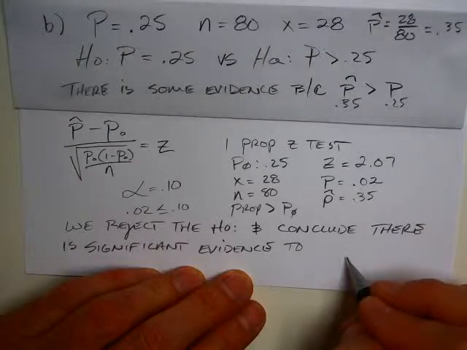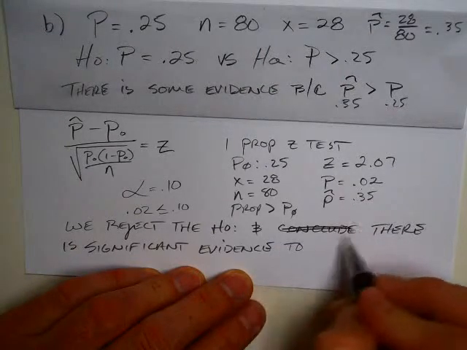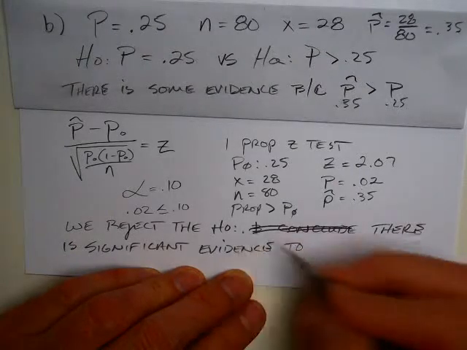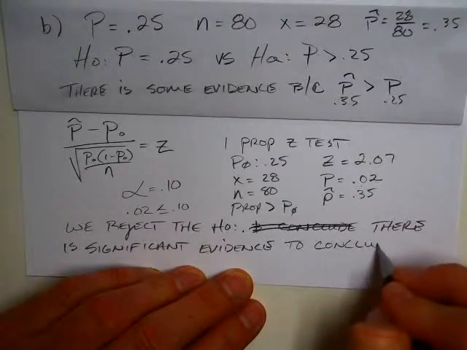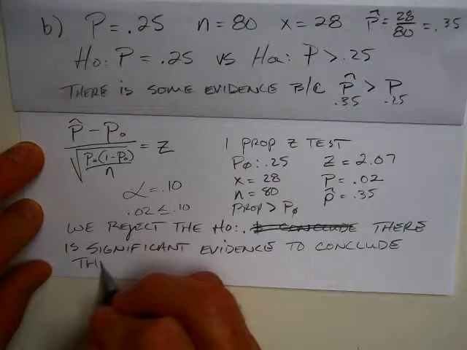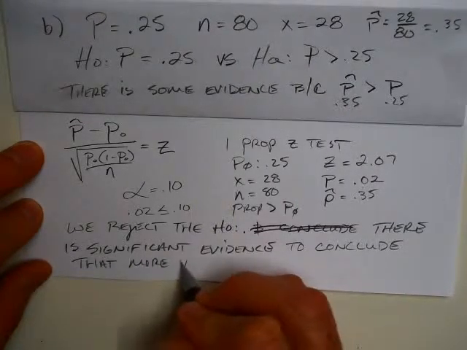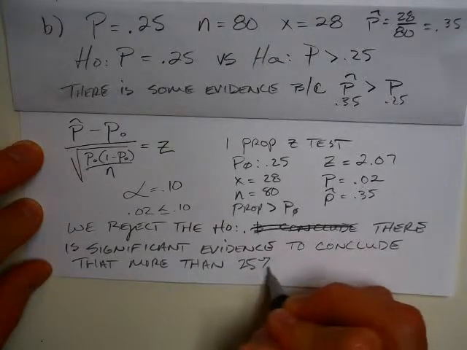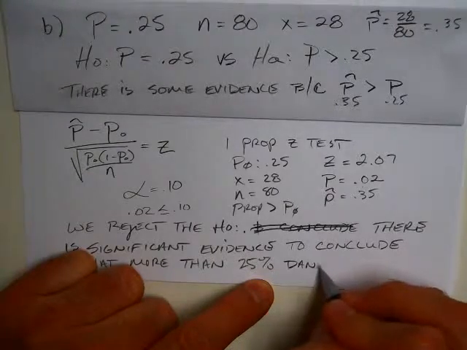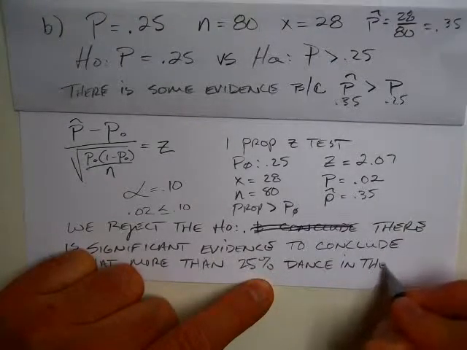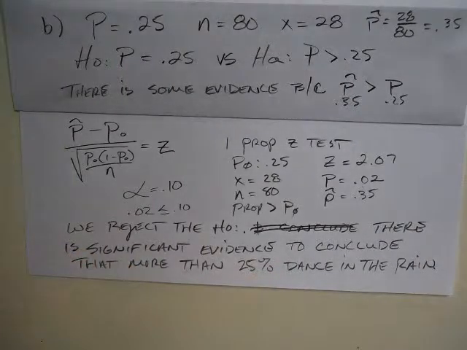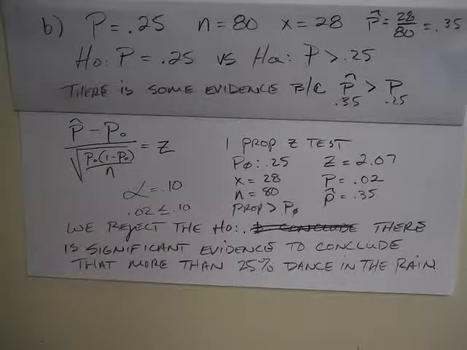There is significant evidence to, how about I get rid of this conclude? Just make that a sentence. To conclude that more than 25% dance in the rain. All right. So we want to try to make that as smooth as possible. We're definitely rejecting and concluding that the proportion is higher. So I hope that helps, and maybe I'll see you for 4, maybe I won't.